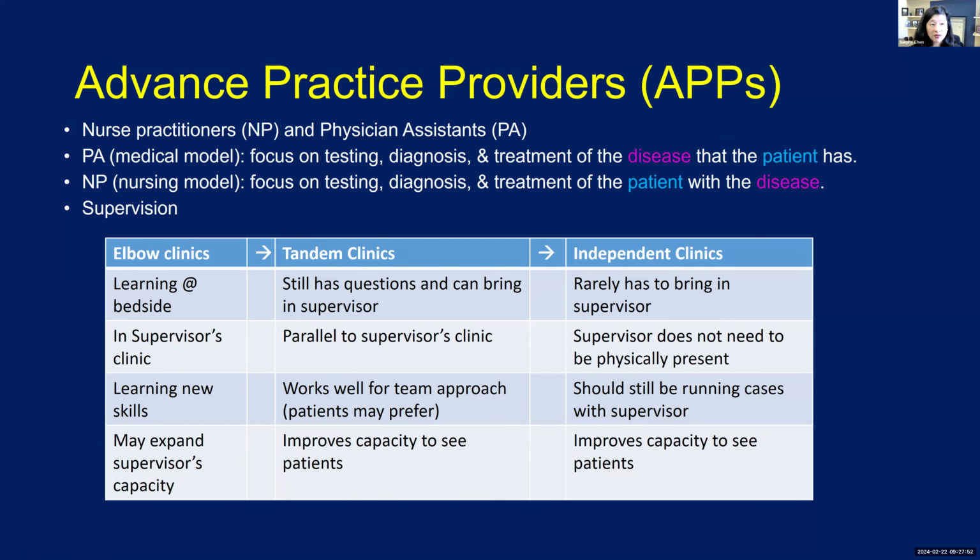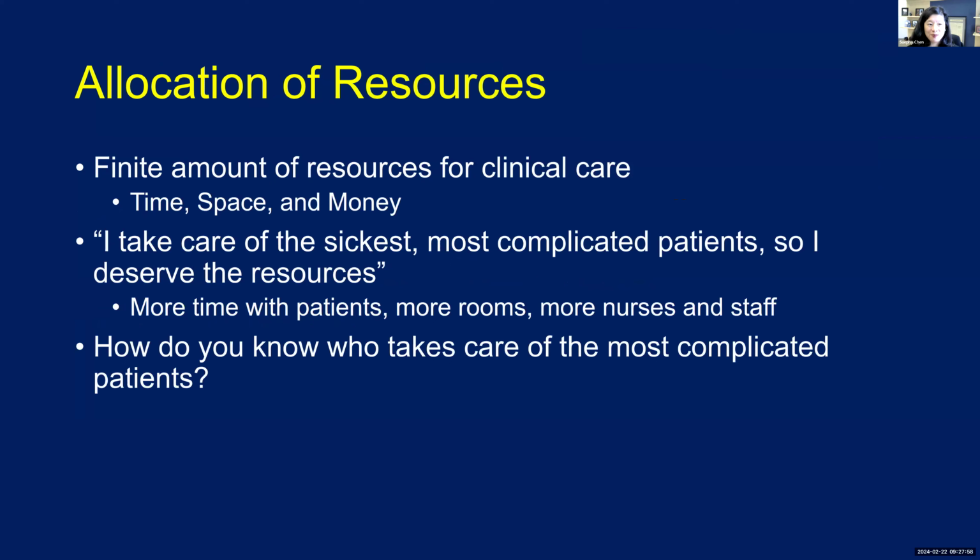And we're starting to look at some of those outcomes too, but I wanted to talk about allocation of resources and leave some time for questions. So when you ask a bunch of dermatologists and you tell them, I only have a certain amount of time, space, and money, then eventually what comes out is, I take care of the sickest, most complicated patients, so I deserve the most rooms, I deserve the most staff, I need the RNs, because I take care of the sickest, most complicated patients.